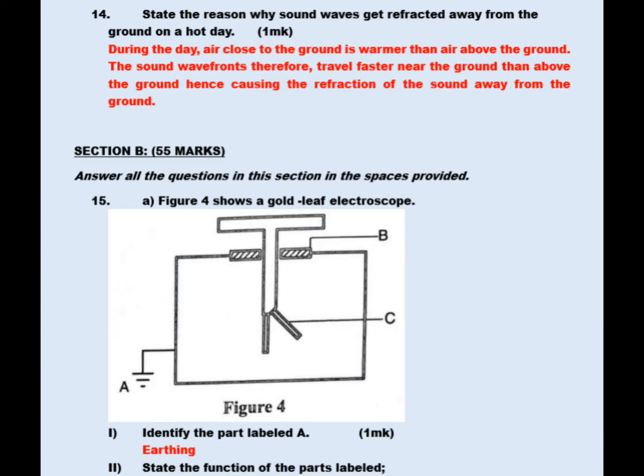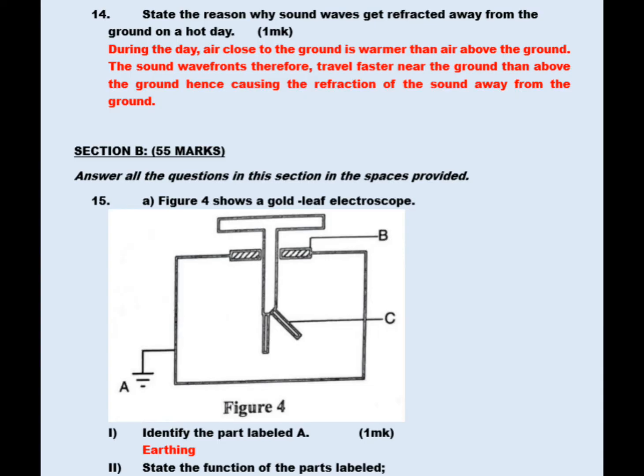Let's now go to section B, which carries 55 marks. So question 15. Remember, in section B you are supposed to answer all the questions. So question 15. Figure 4 shows a gold-leaf electroscope. You can see the diagram. We have B, C, and A.